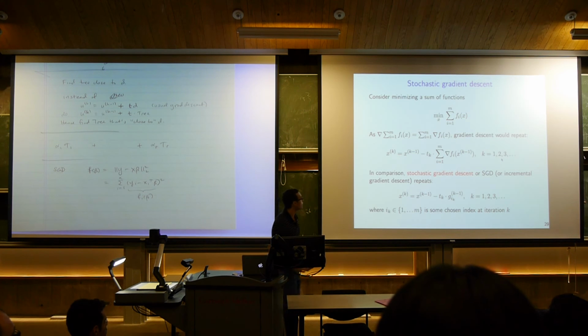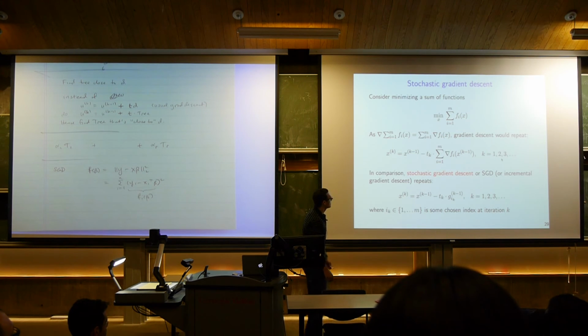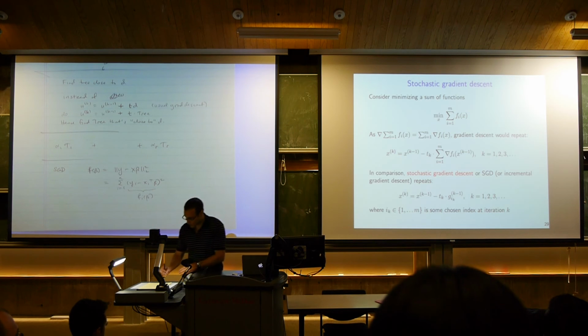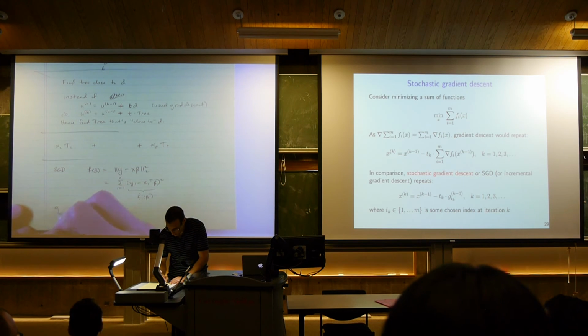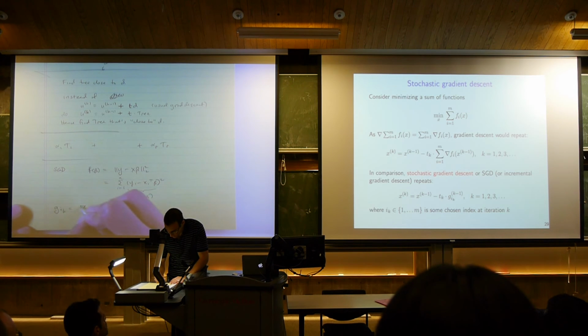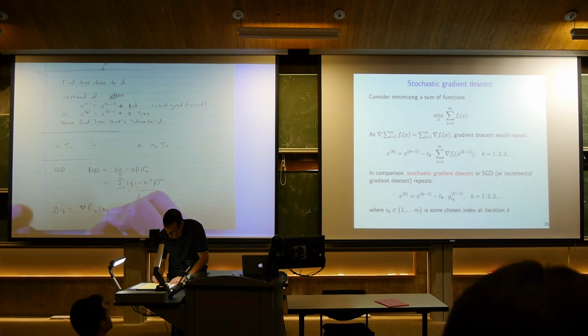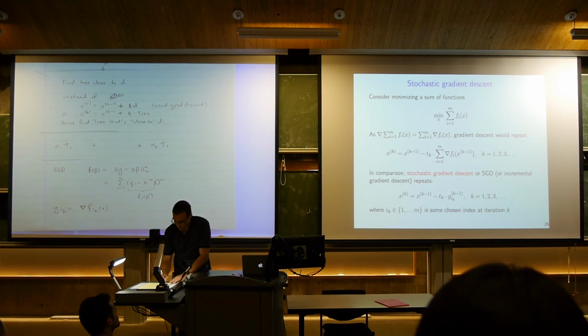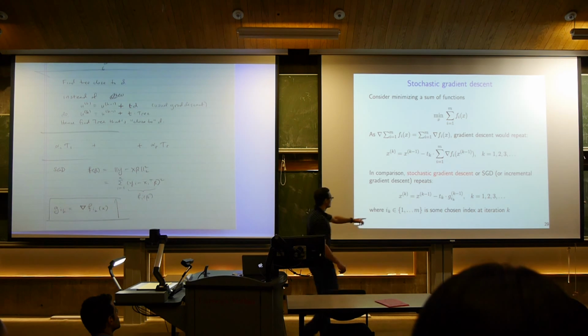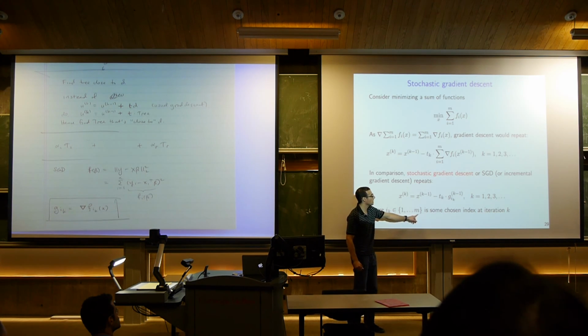Sorry, that was a bit confusing. I didn't tell you what this g was supposed to be. g_ik is just the gradient of the function f_ik at x. So I just choose one of the functions in my collection. I choose some i_k between 1 and m.